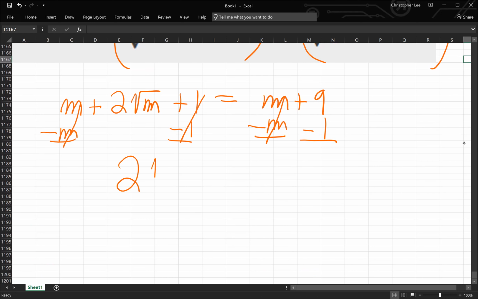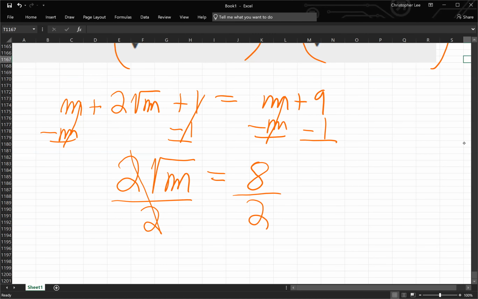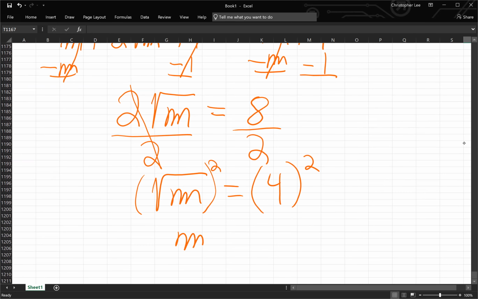I have 2 square root m is equal to 9 minus 1, which is what again? I think it's 8, right? Then I want to divide by 2. What I do to one side, I gotta do to the other. So now I have square root of m is equal to 4. And I just want to solve for m. So what am I gonna do? I'm just gonna square this, right? But what I do to one side, I do to the other, right? So final answer, m is equal to 16.